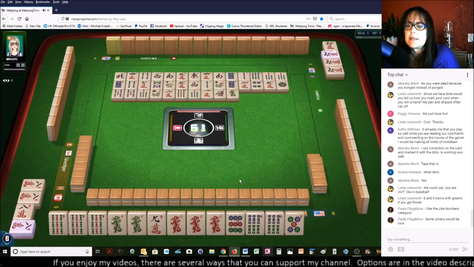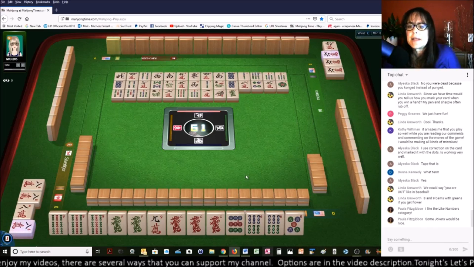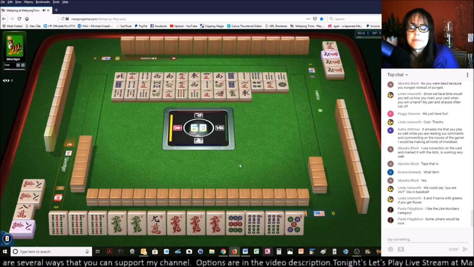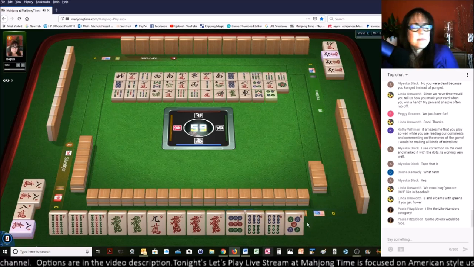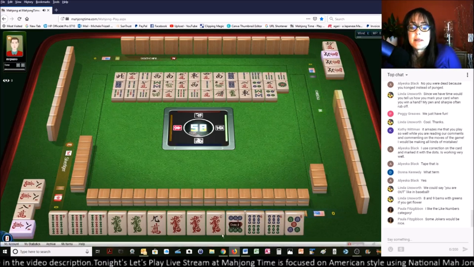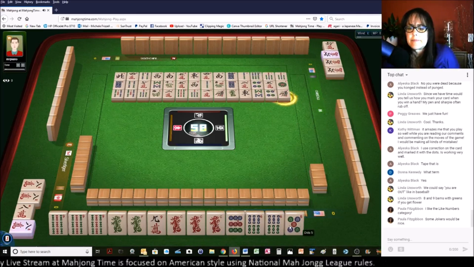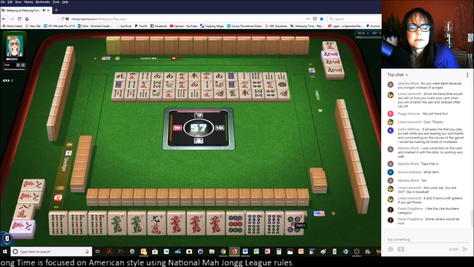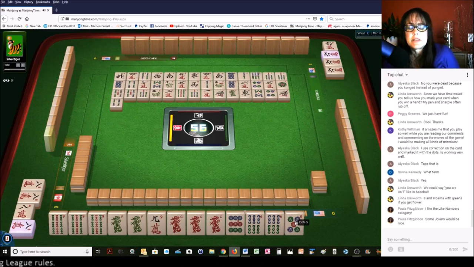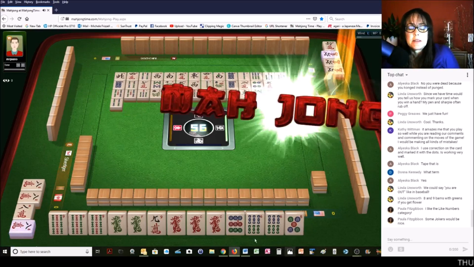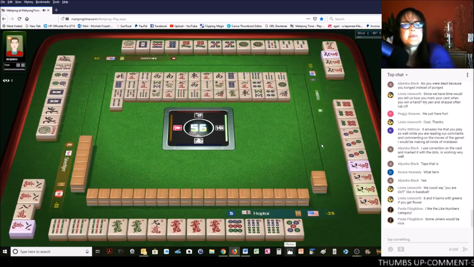We don't need that. So there's one green dragon out right now. No other dragons are out. Eight bamboos. Maybe we can get a joker out of this red dragon. You never know. One bamboo. Four bamboos. We're still an underdog here in this fight. We have no gaps, though. Mahjong. Oh, 369. All right.